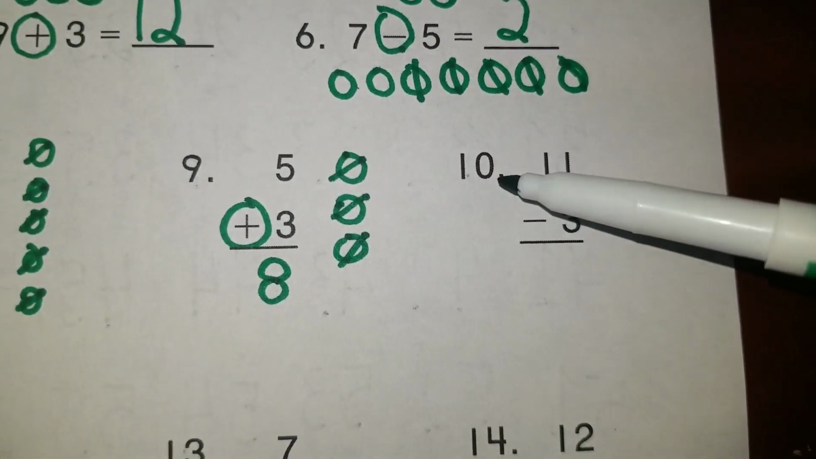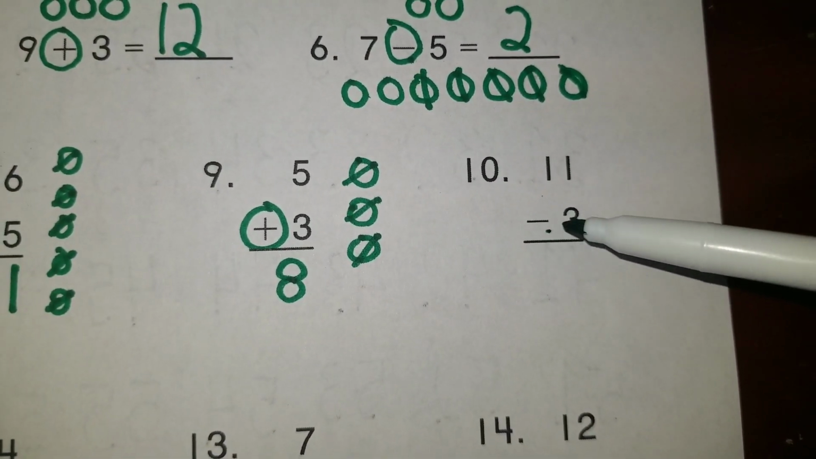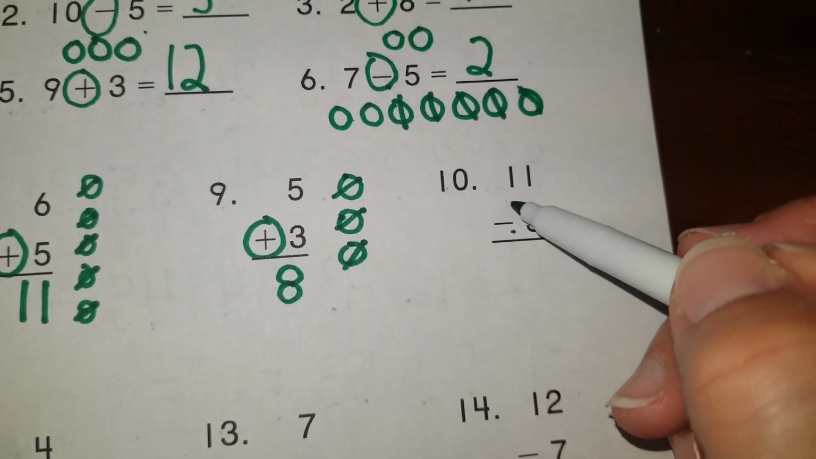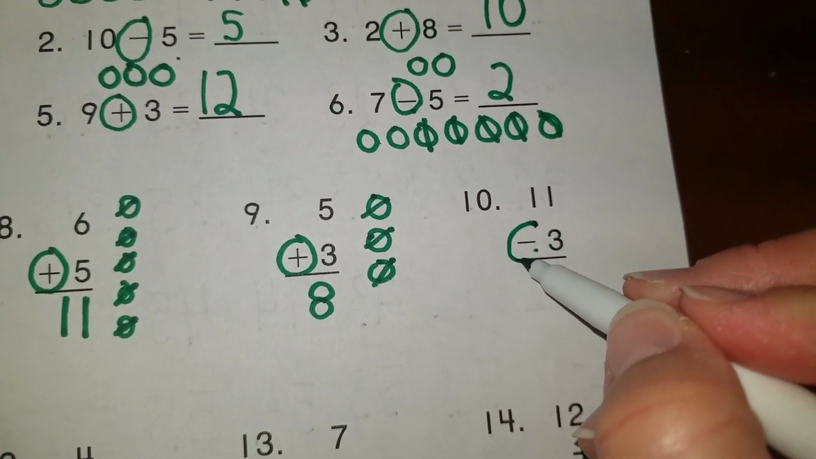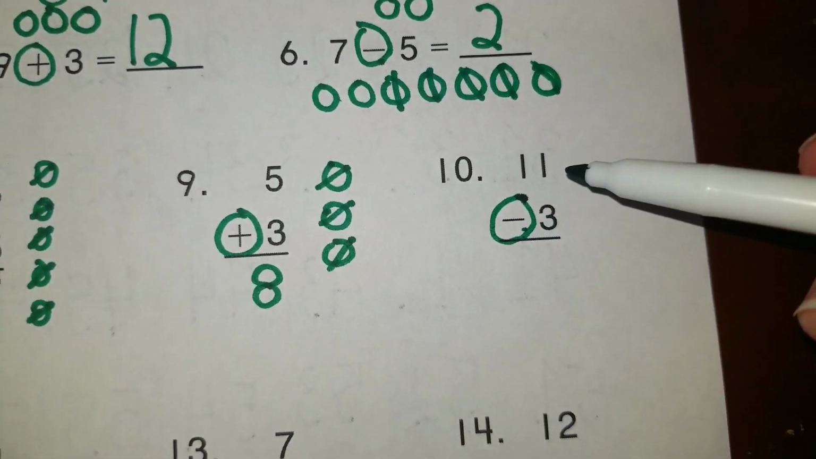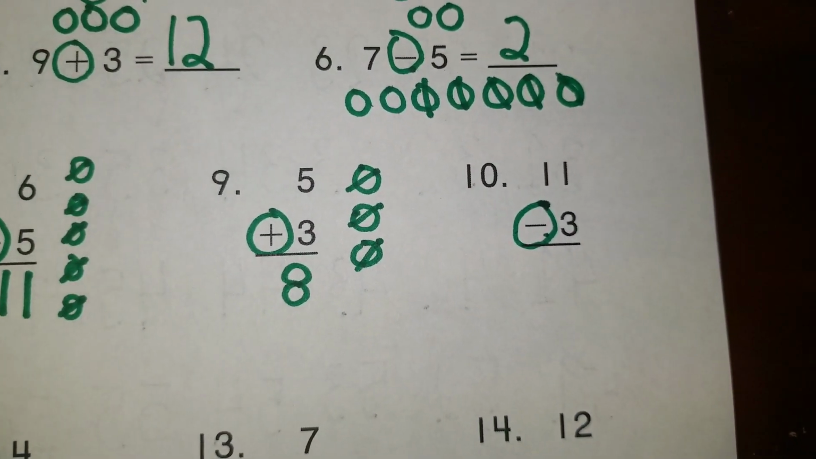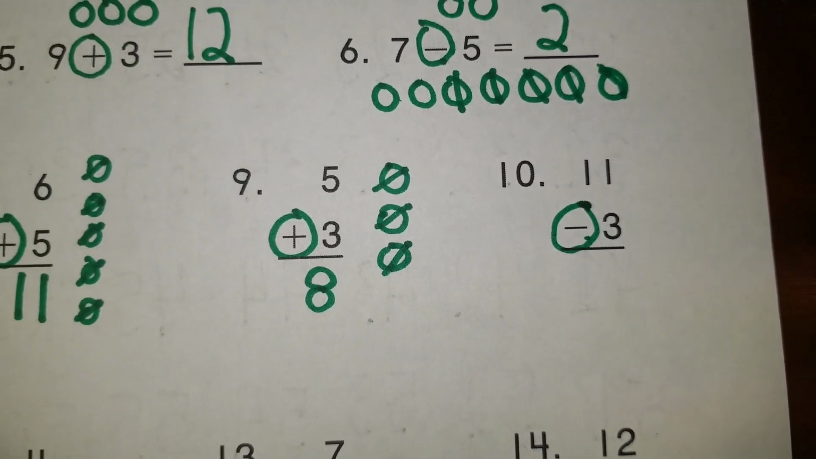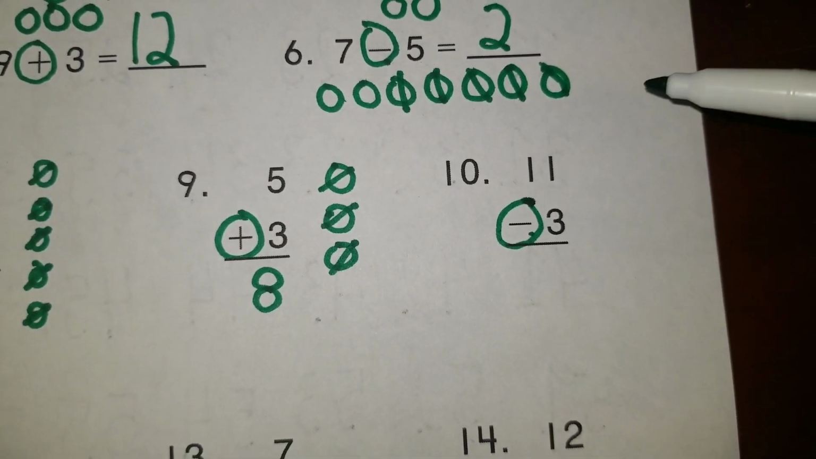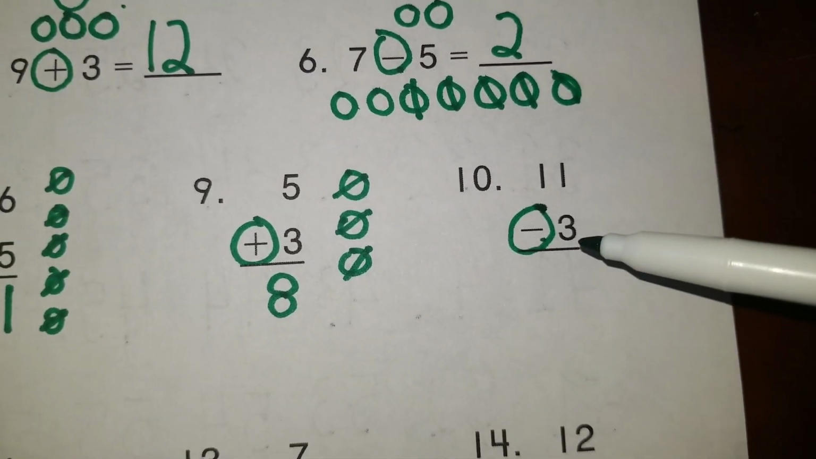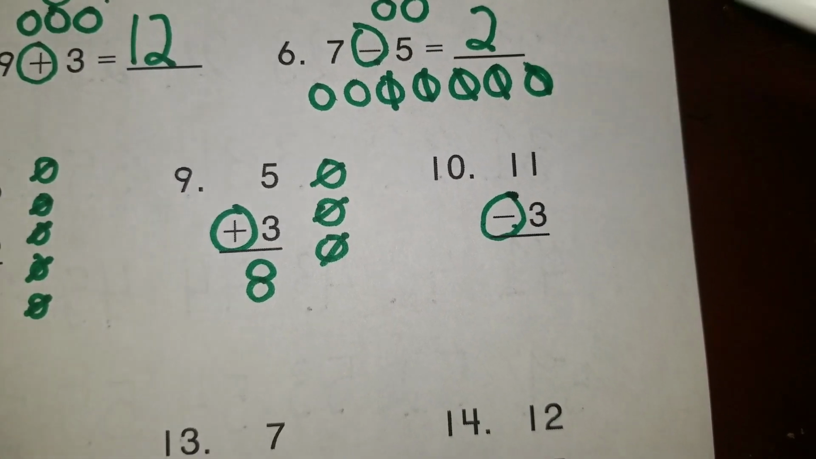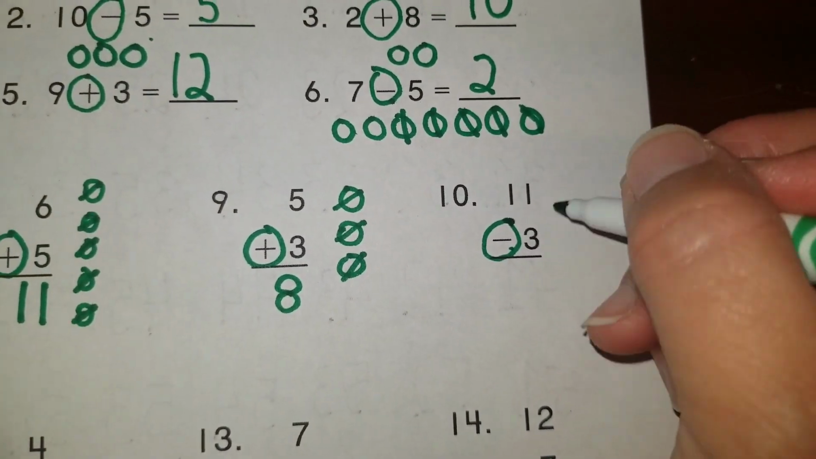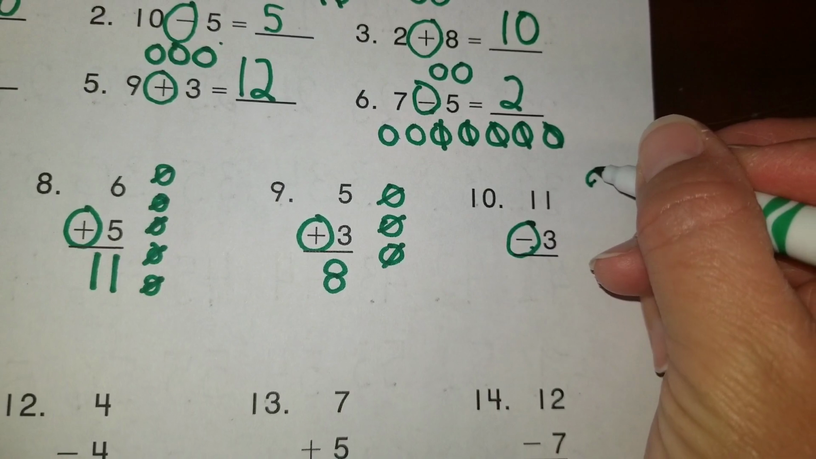Alright, now I have number 10. 11 minus 3. Minus means to subtract, to take away. So I'm going to take away 3 from the greater number. We don't have 11 fingers, boys and girls. So there's no way you can use your fingers. You can draw 11 circles, or you can count from 3 all the way to 11. So after 3 goes 4.